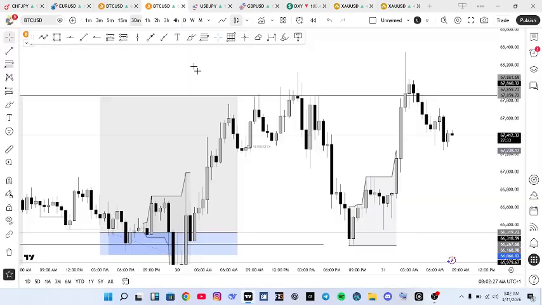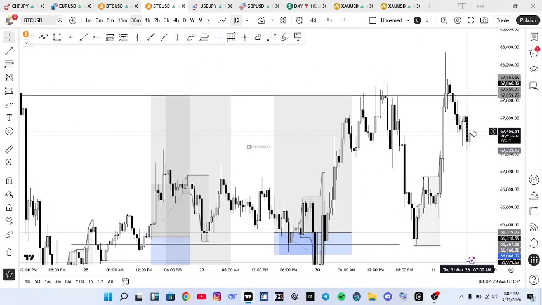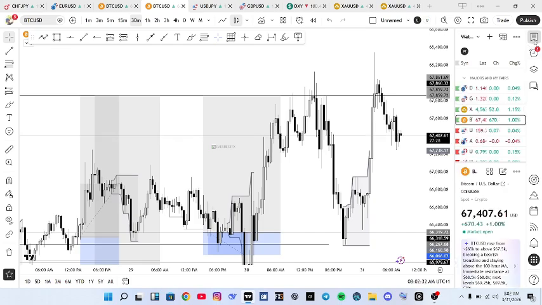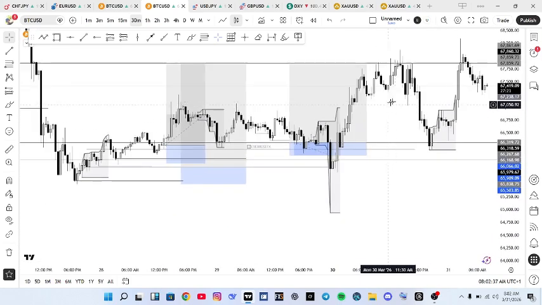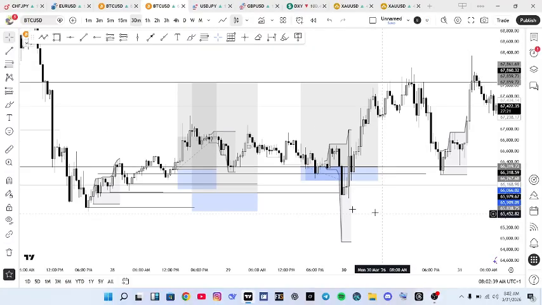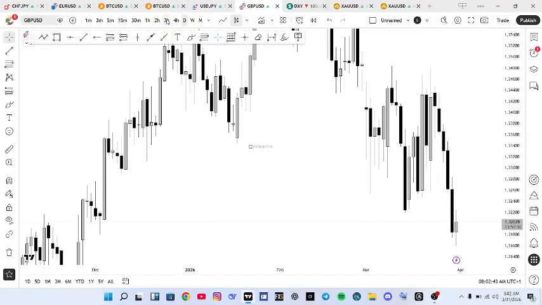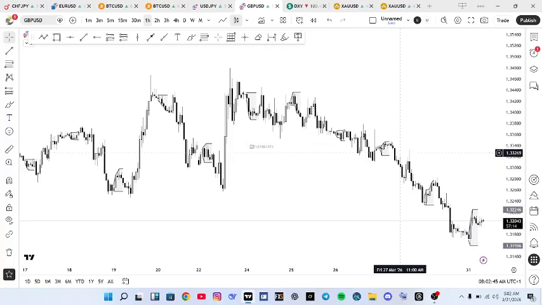And next is BTC. I was actually buying BTC. BTC then messed me up. I was buying BTC from here. GBP USD. Was I looking for any trade on GBP USD?